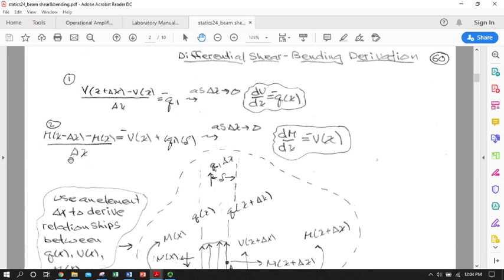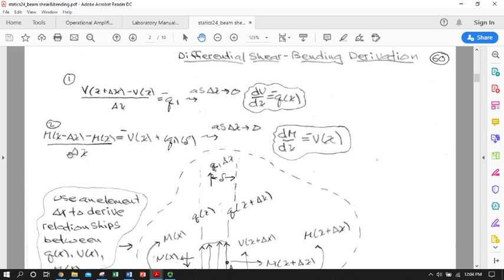So we end up with effectively dm dx equaling negative v of x. So the first derivative of moment with respect to x is equal to the shear function, shear force as a function of x, negative, plus q1 times delta. Okay, and this is still in the differential, it's in the delta x. We haven't squeezed delta x down, but we've got q1 times delta.